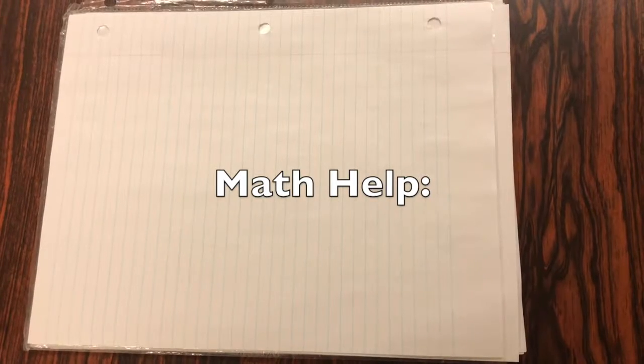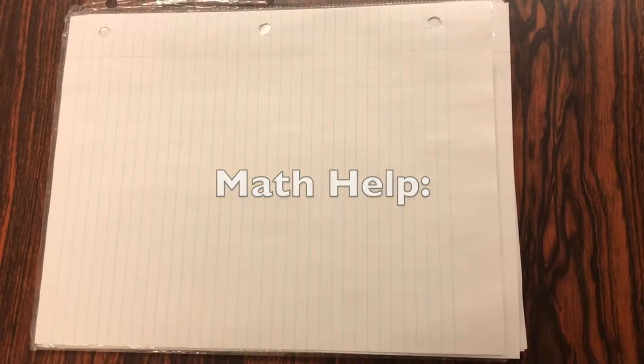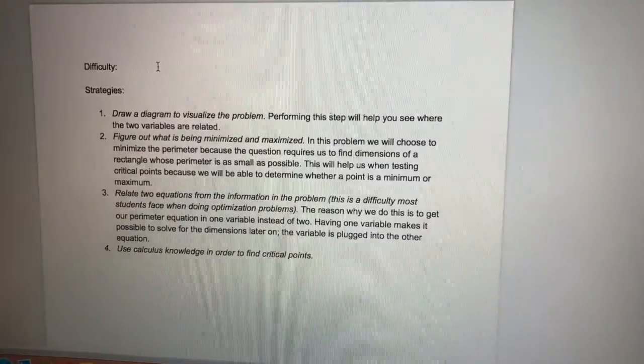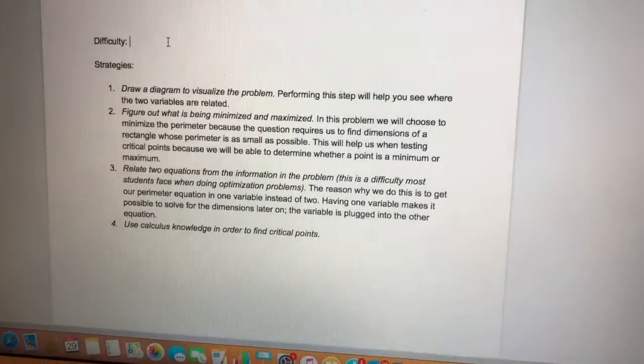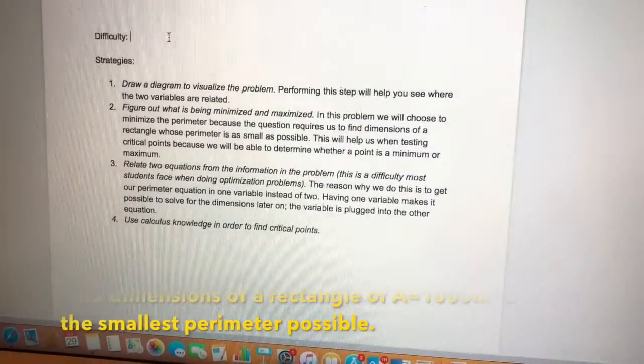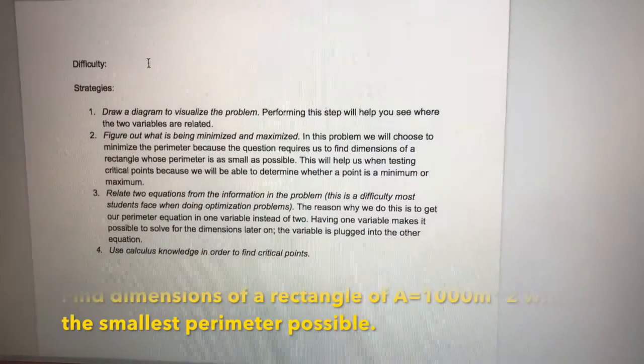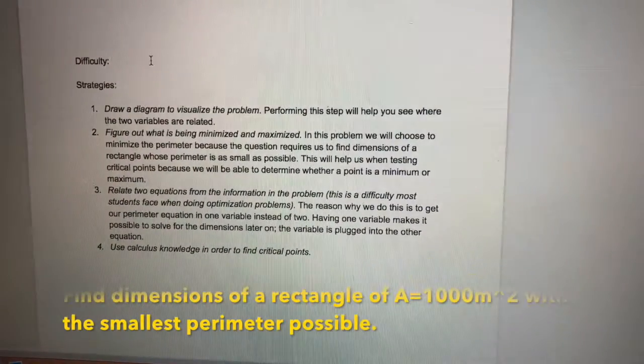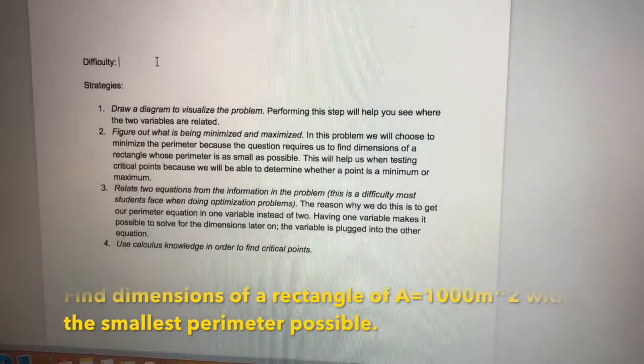Okay, so hello guys. Today we're going to be tackling an optimization question. Now that you've been presented with the problem, I want you to think of a difficulty that could be faced by a student when trying to solve this problem. Does anyone know?